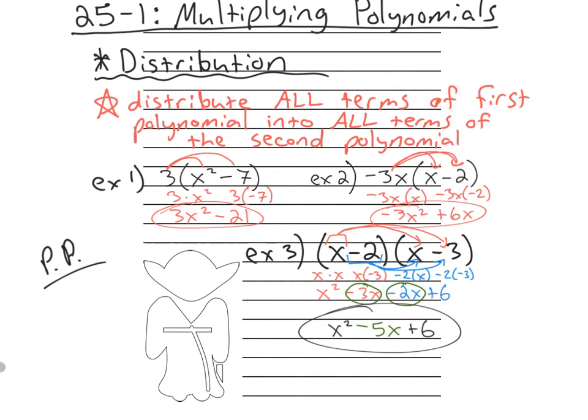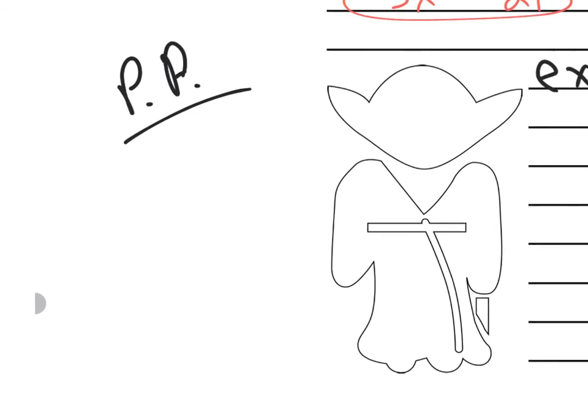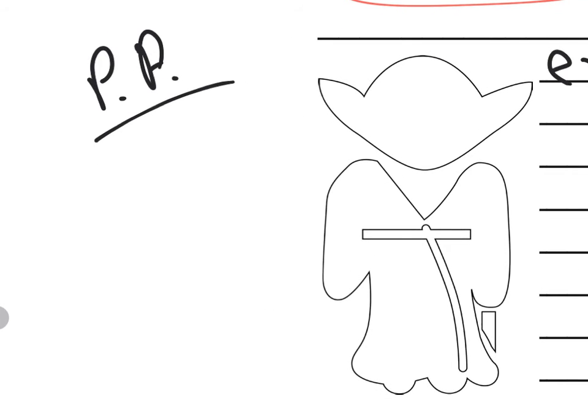All right, let's do a practice problem here. Pattern 1 practice. We're going to do a binomial times a binomial. So let's go ahead and multiply x minus 7 times x minus 5. Remember to distribute all the first terms into all the other terms. All right, again, distribution. Distribute all the terms in the first one into the second one.